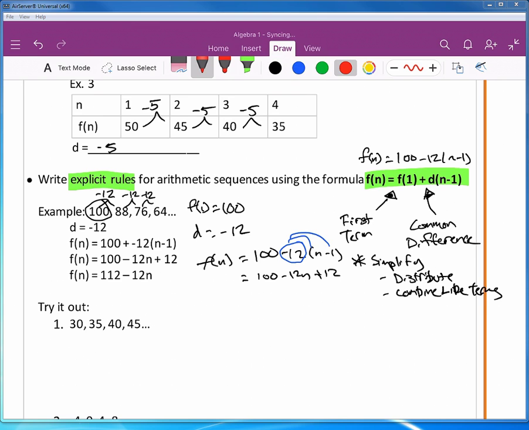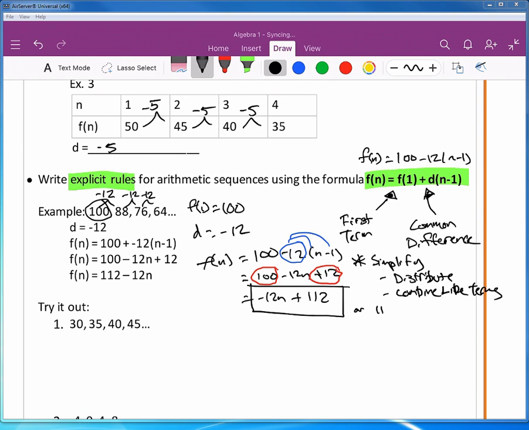Now I want to combine like terms. This 100 and this 12 can be combined. They're both just numbers, okay? The negative 12n in the middle has an n on it. None of the other terms have an n, so do not combine it with anything. Let's bring down negative 12n. That stays the same. And then 100 plus 12 is 112. That would be your answer, okay? Again, this can be flipped.